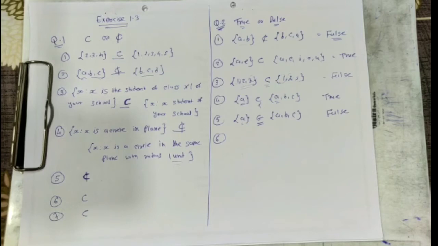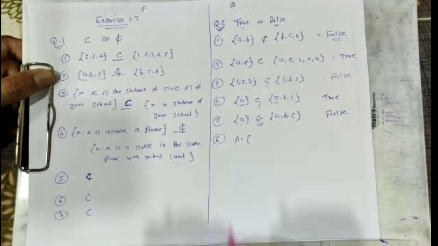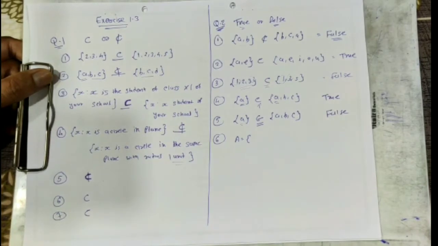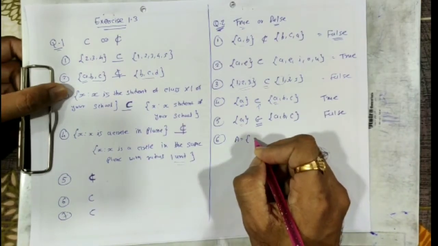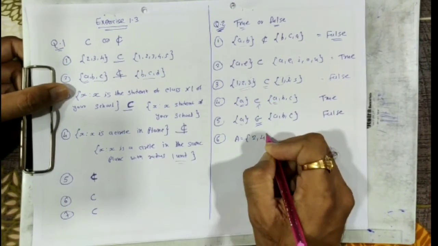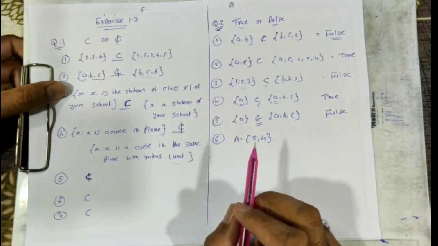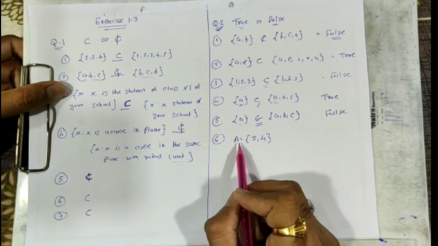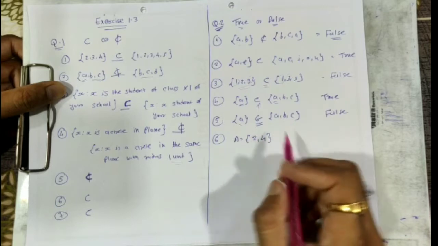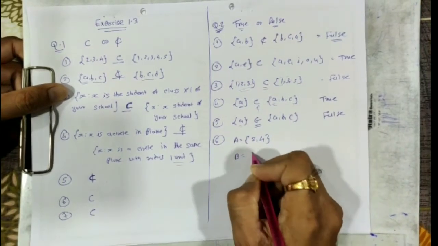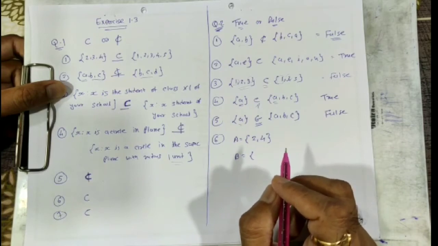set A is given. So what is the set A? X where X is the even natural numbers less than 6. So even natural numbers less than 6, even. So it's 2, 4 and less than 6. So only 2 and 4. So elements of set A are 2 and 4. And elements of set B, X where X is a natural number which divides 36.